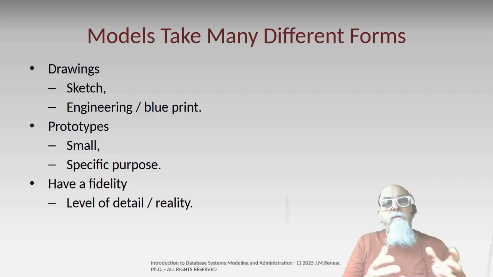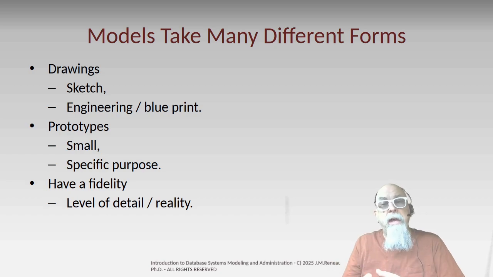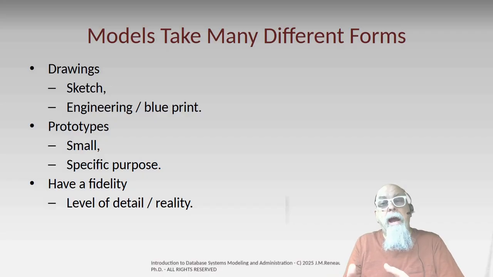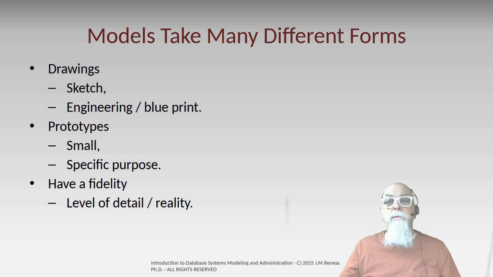Each model has a fidelity. We talk about a fidelity and how close it is to the real thing. A sketch of a building would be a very low fidelity model, but a blueprint with measurements and with wiring plans and with plumbing plans and all of that starts to become a lot higher fidelity of a model. It's the same in data, and we'll move through several different fidelities of models as we go through data modeling.